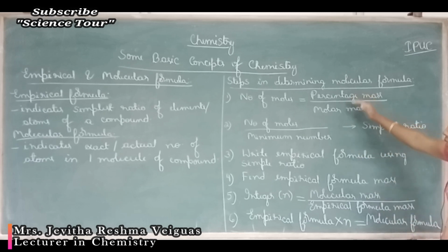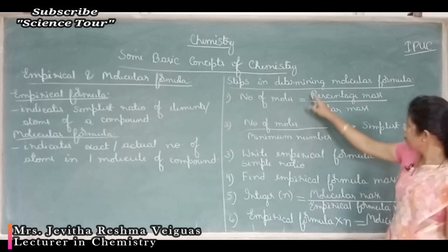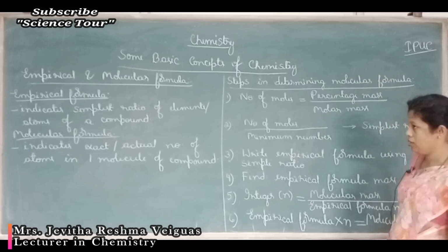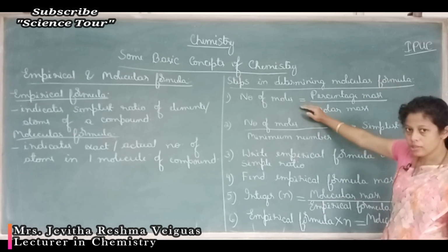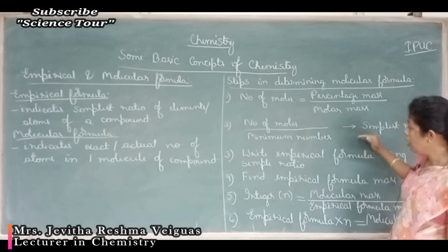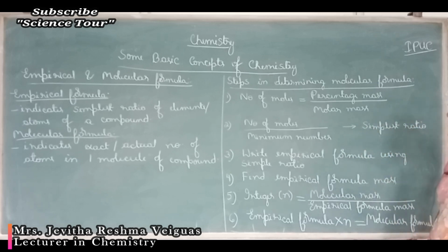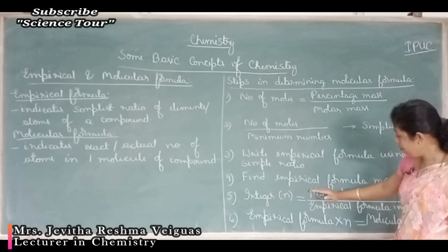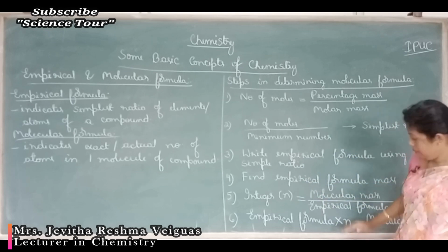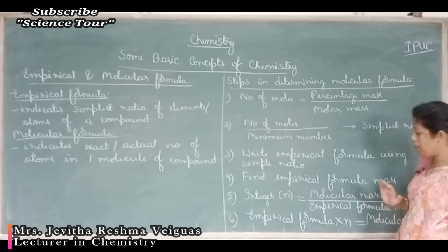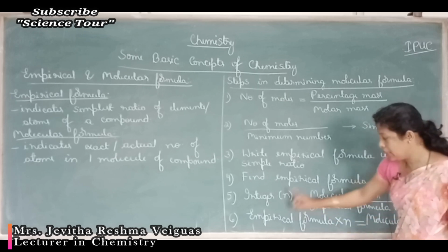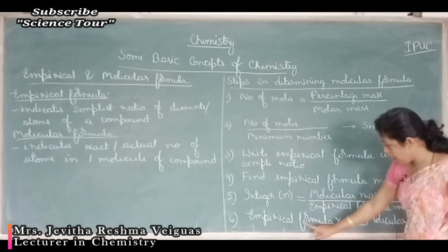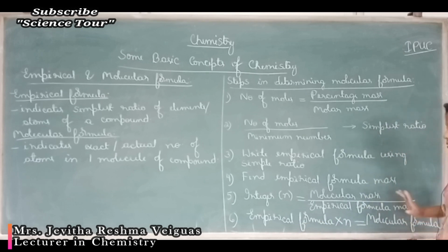So these are the steps involved in determining molecular formula. First, find the number of moles. The number of moles is divided by the minimum number, which will give you the simplest ratio. By using that ratio, find the empirical formula, then find the empirical formula mass, then divide the molecular mass by the empirical formula mass. You will get an integer which is multiplied to the empirical formula to get the molecular formula.